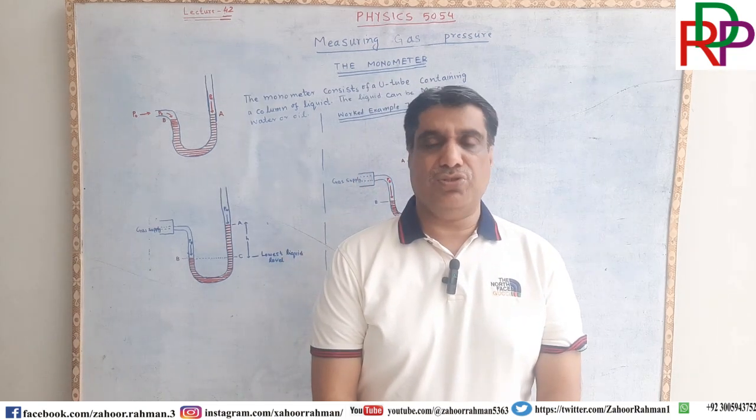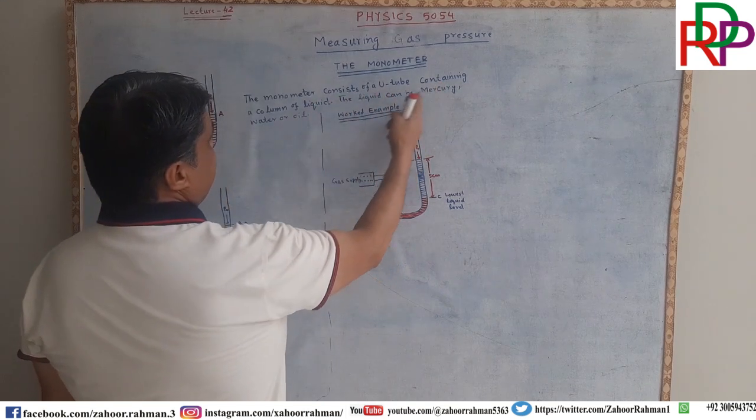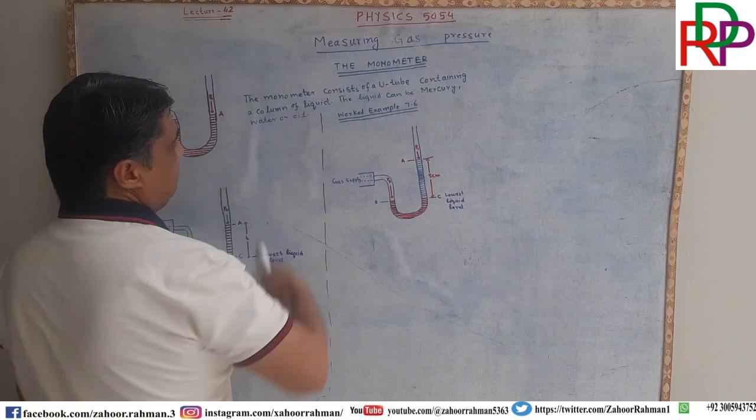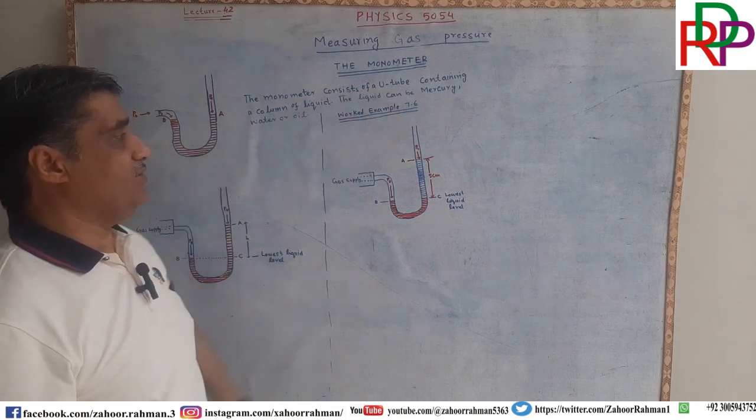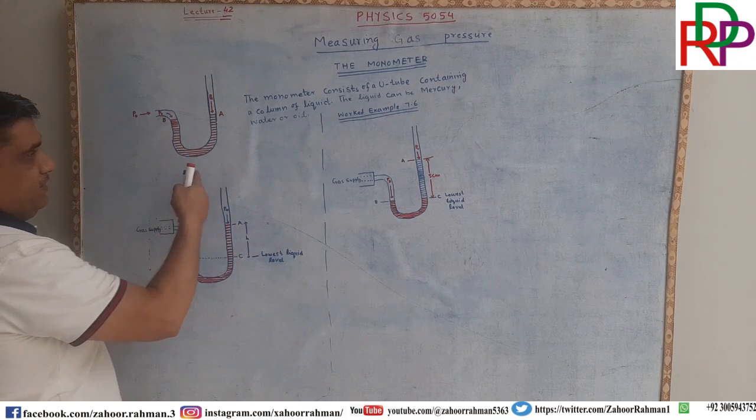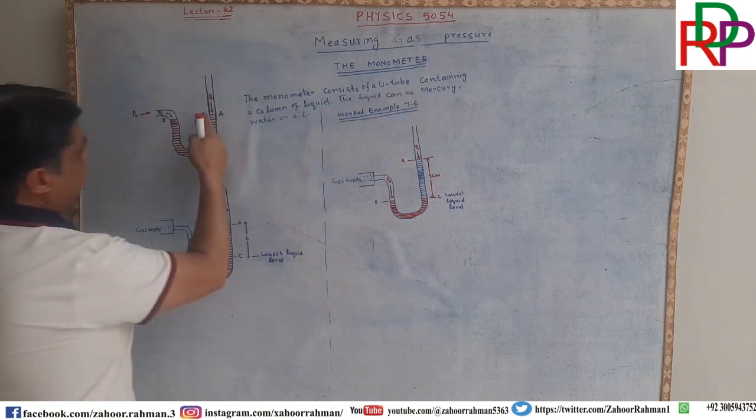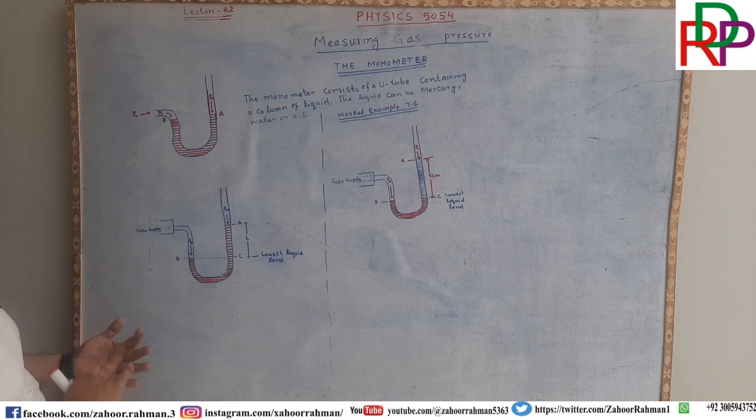The manometer consists of a U-tube. Ladies and gentlemen, the manometer consists of a U-tube. This is a U-shaped tube containing a column of liquid. This liquid may be water, mercury, or oil. Any of the liquids can be used.